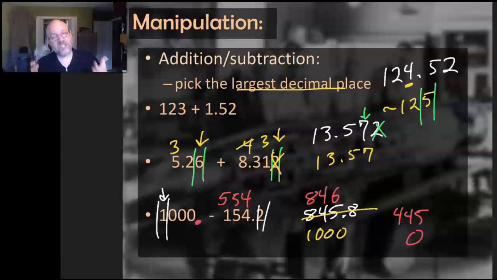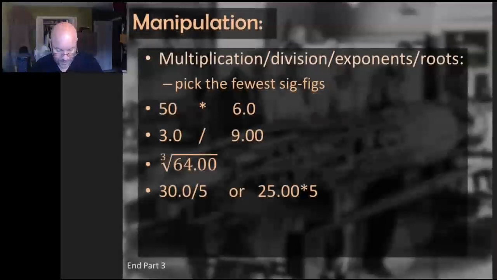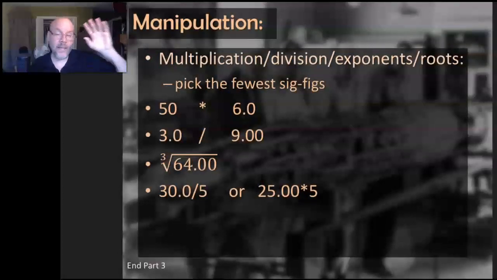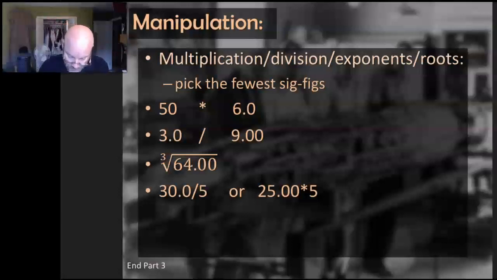It is the more complicated one. Let's look at some multiplication and division. In this case, these are super easy because you just look at the number and you have to say which one has the fewer actual number of sig figs, and you use that in your answer. So let's say 50 times 6, that's 300. This is 300 right here.